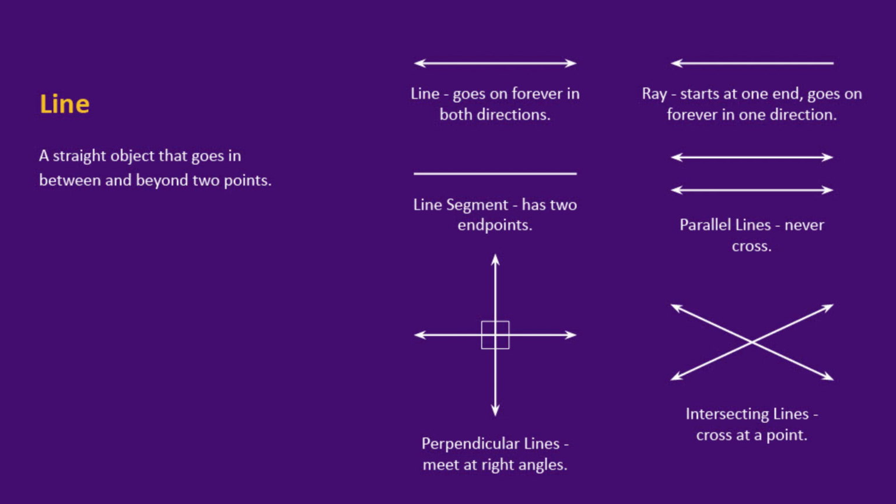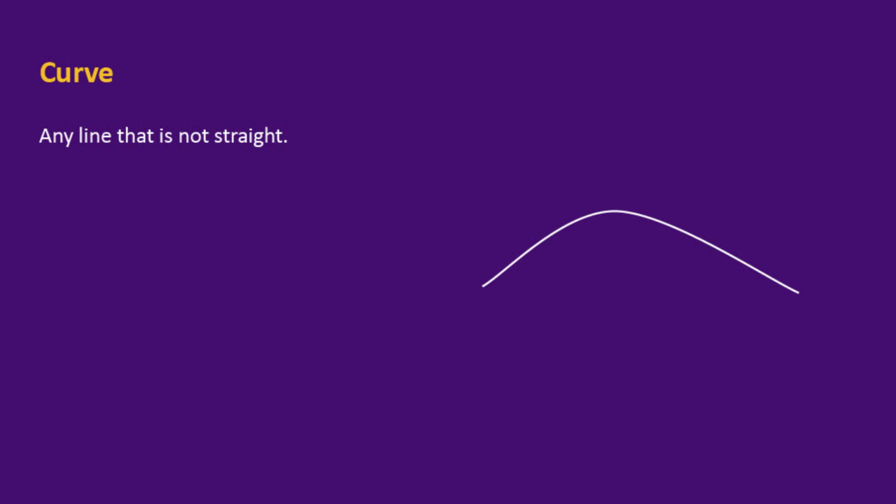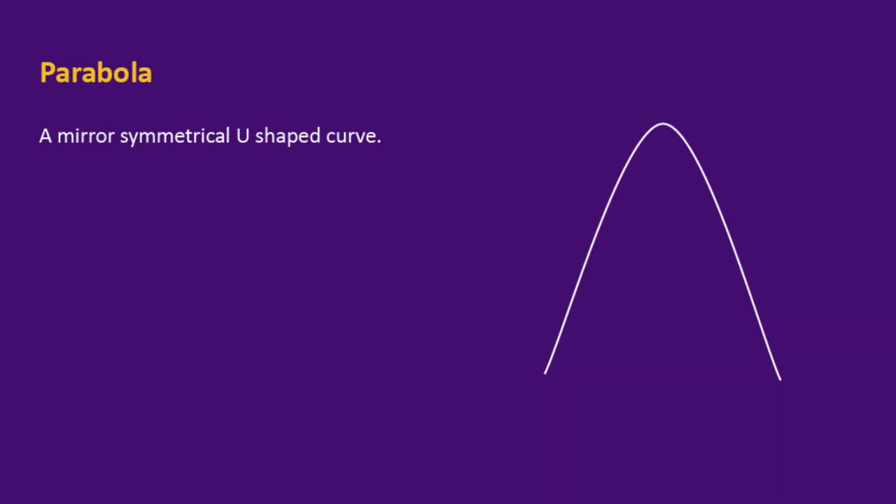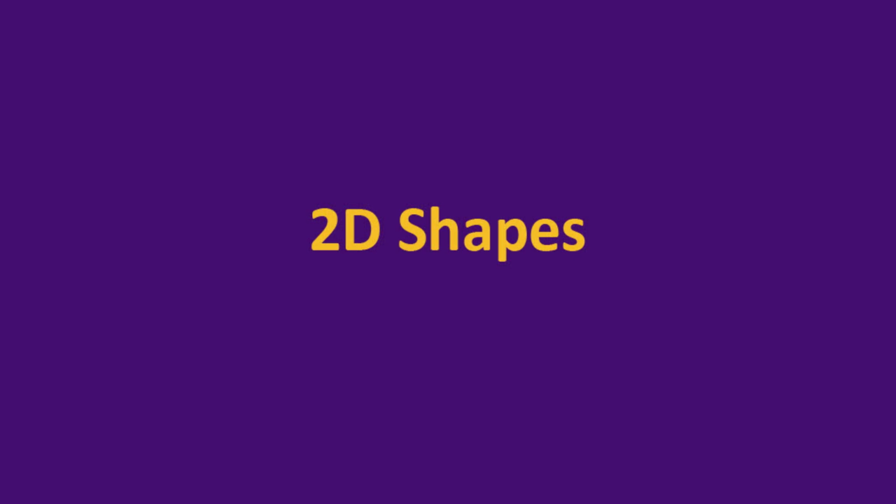90 degrees in measure. A curve, which is any line that is not straight. A parabola, which is a symmetrical U-shaped curve. And an arc, which is part of the circumference, the edge of a circle. Now we have some two-dimensional shapes. They have two dimensions, length and width, but no height.